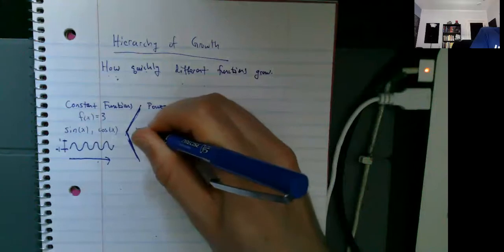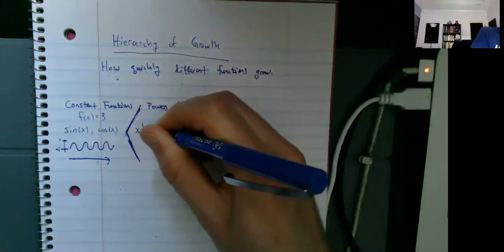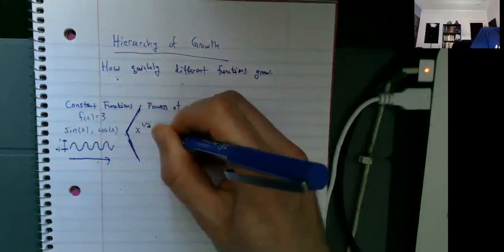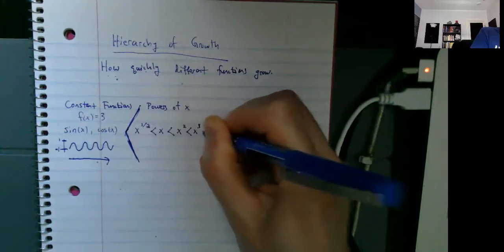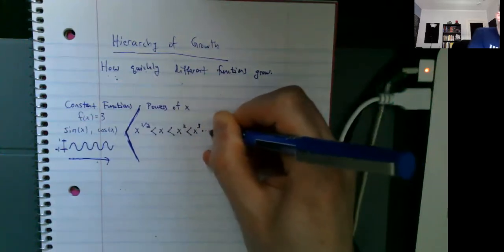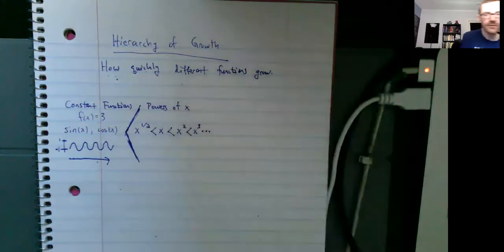So I'm going to write some symbols here and I'll explain what they mean. I'm going to write x to the 1/2 is less than x is less than x squared is less than x to the third. And then I'm going to write dot dot dot to just indicate that this pattern continues, this sequence continues.